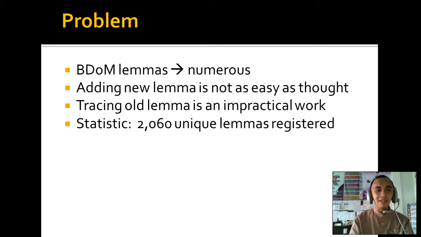The main problem in this paper is Baka dialect of Malay lemmas is numerous, so many, and adding new lemma is not as easy as thought because it must maintain the characteristic of Baka culture. Tracing all lemma is impractical work because of so many lemmas. The statistic is there are 2060 unique lemmas registered.